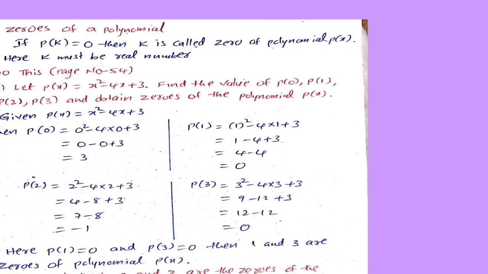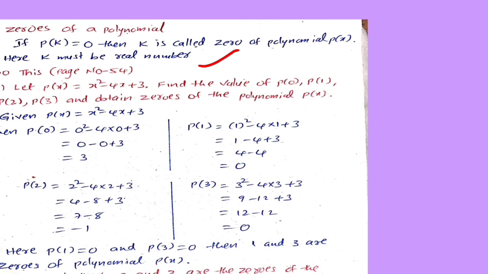Next, the fourth topic, zeros of a polynomial. If p of k equals 0, then k is called a zero of the polynomial p of x. Here k must be a real number. That means when you substitute any x value in the given polynomial, if the value becomes 0, then that particular x value is called a zero of the polynomial.